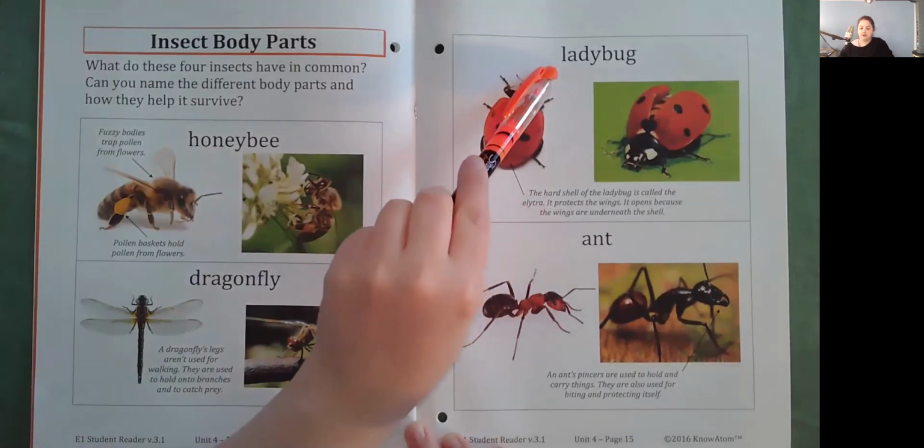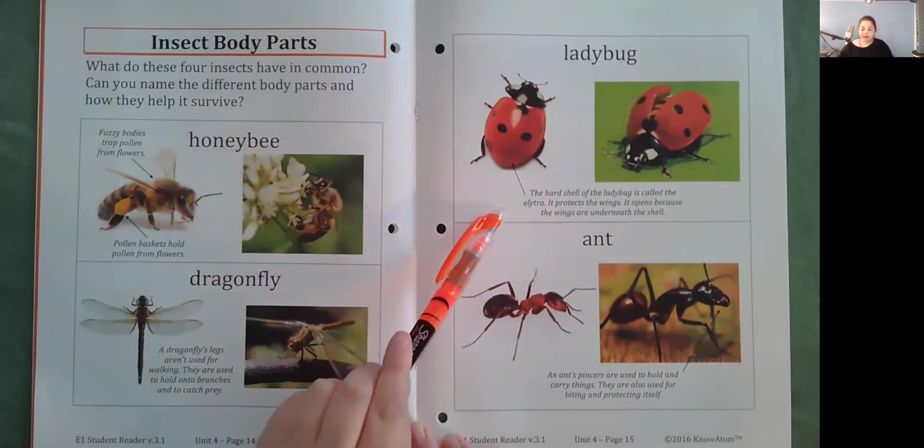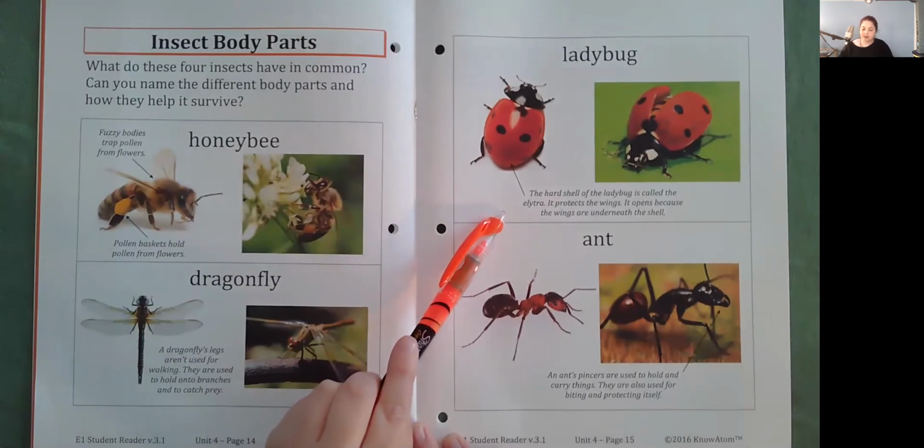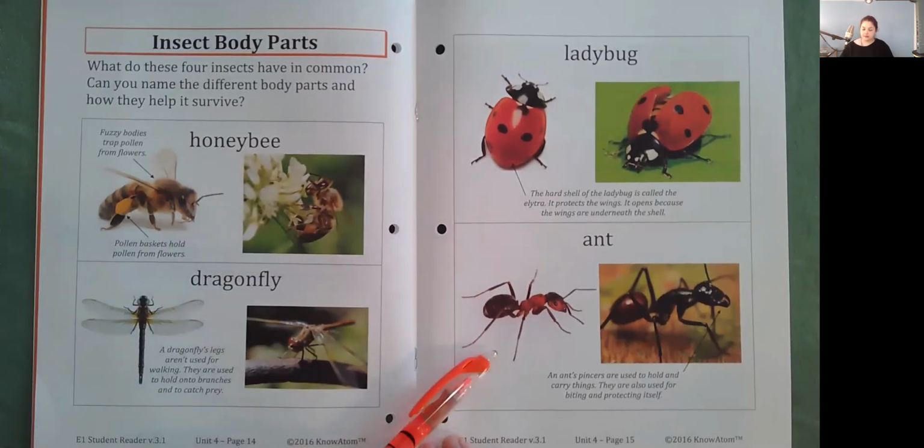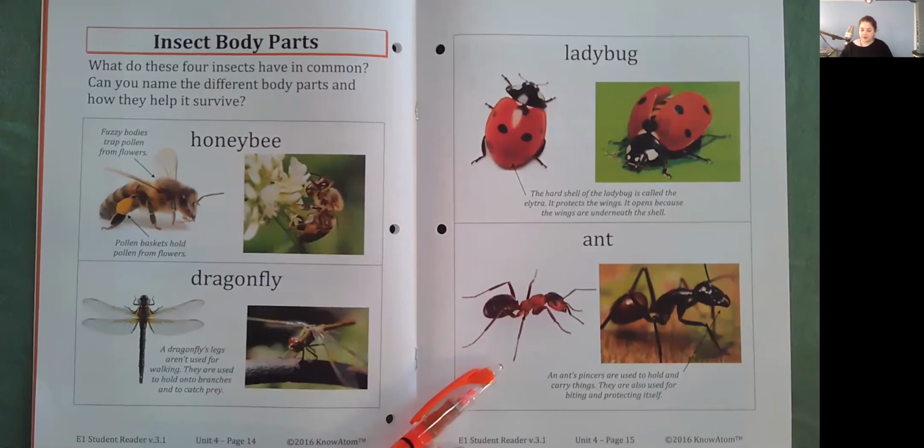Ladybug. The hard shell of the ladybug is called the elytra. It protects the wings. It opens because the wings are underneath the shell. Ant. An ant's pincers are used to hold and carry things. They are also used for biting and protecting itself.